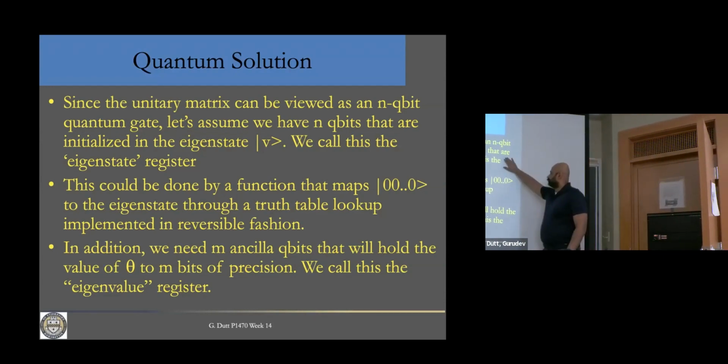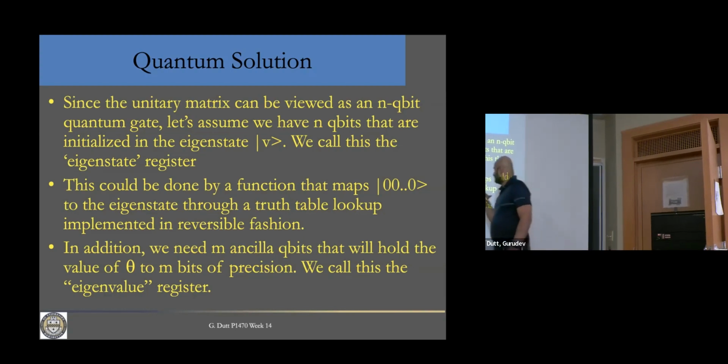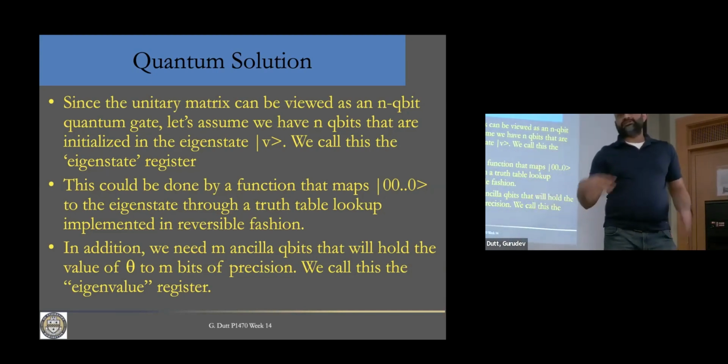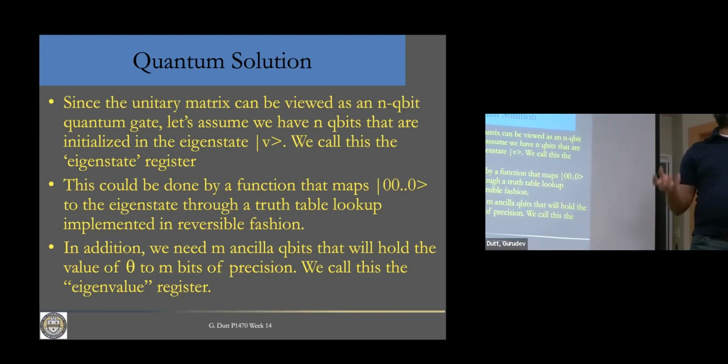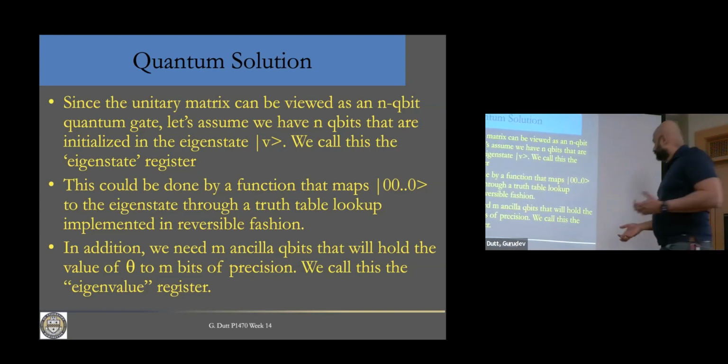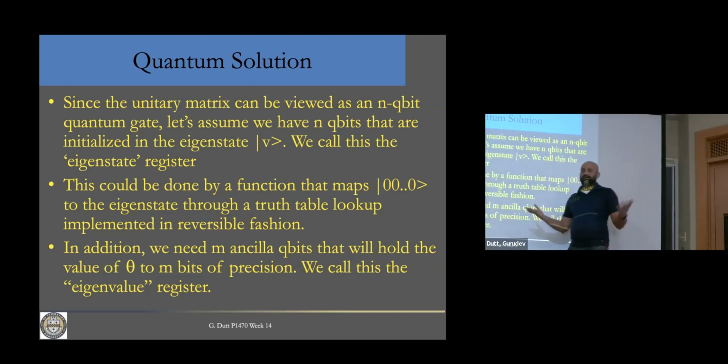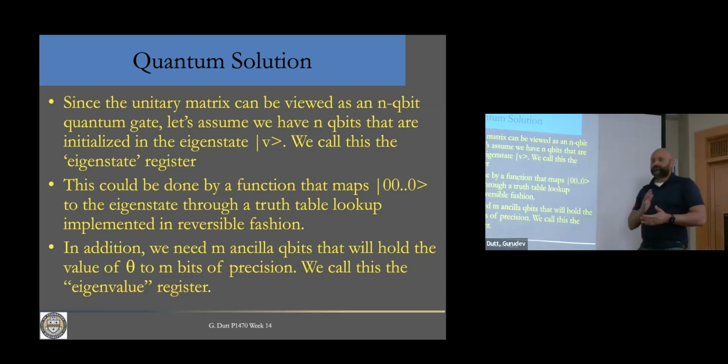Okay, so we have the n qubits that form the eigenstate register, which hold this eigenvector V. In addition, we're going to need m ancilla qubits, or answer qubits, that will hold the value of theta. Remember, we want the value of theta from all of this. And we will measure or find theta to m bits of precision. We can't calculate it to all digits, obviously, since it's a real number, but we can choose some number, say 30 bits of precision. That's already pretty good. If you're using floating point, you can go up to 64 bits. And we call this the eigenvalue register.